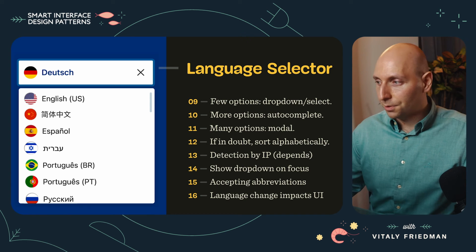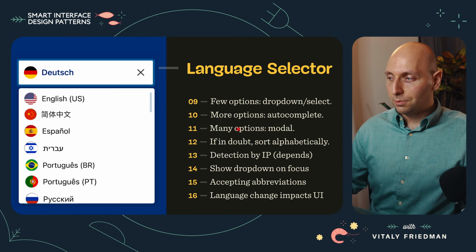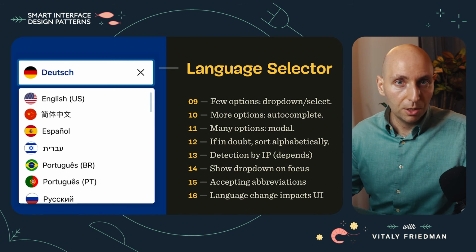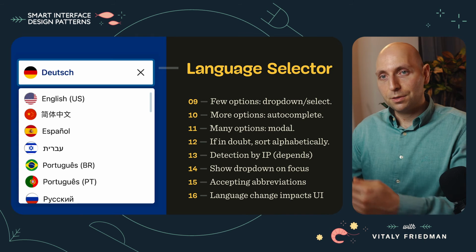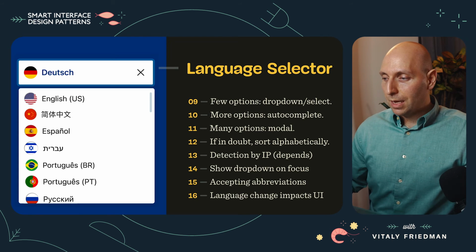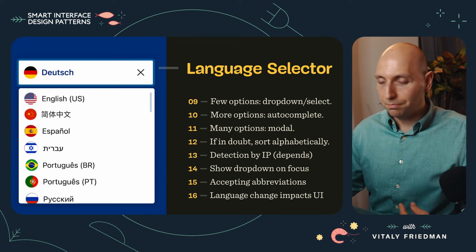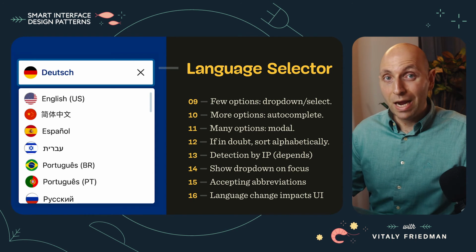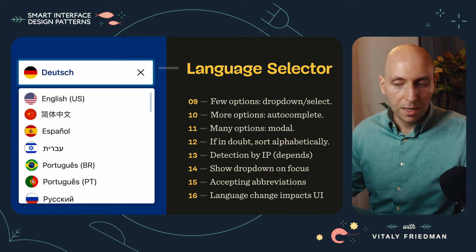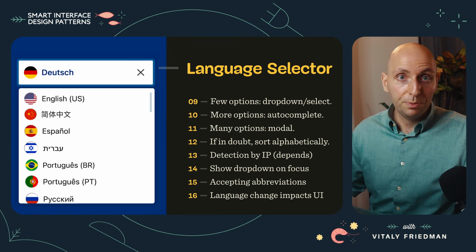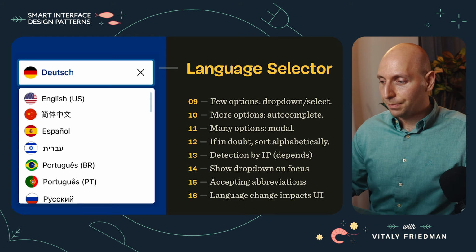Or it would be a separate page, of course, as well. If in doubt, we would sort alphabetically. Well, we should be having this discussion whether we want to detect IP and then, based on location, drive people towards one direction or the other, right? Whenever somebody focuses on the drop-down, we show options on focus. We accept abbreviations, so that means anything from EN to ENG to .co.uk to .uk to GB, right? All these options have to be accepted, right?